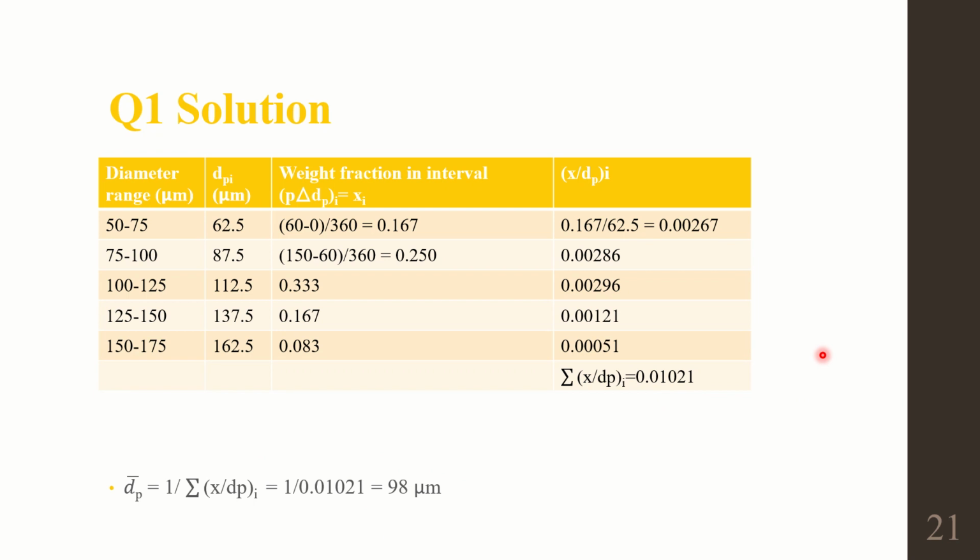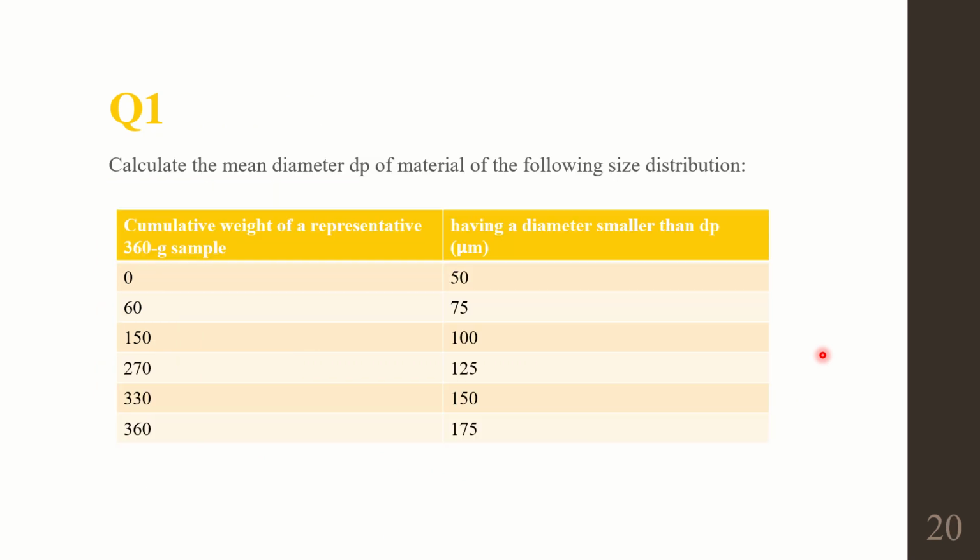So this is just a sample problem to give you an idea how to calculate the weight fraction diameter of the particle, given a size distribution of the particles by having a smaller diameter range, and the cumulative weight of the particle is given.